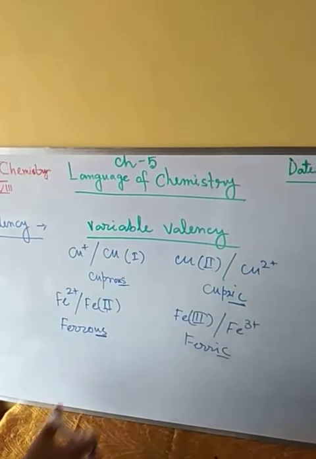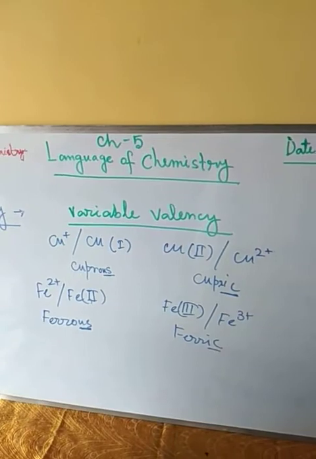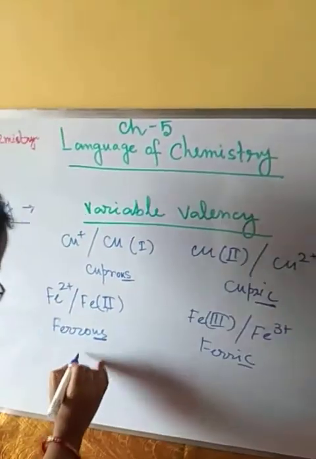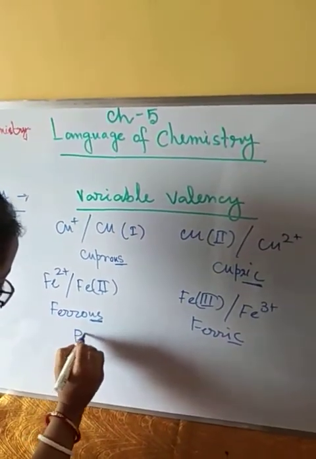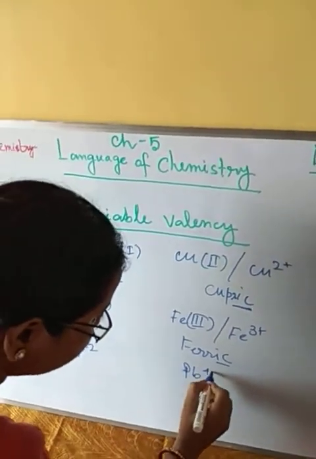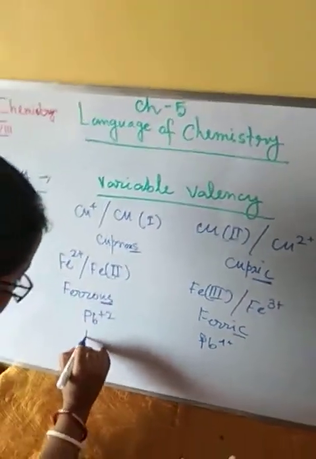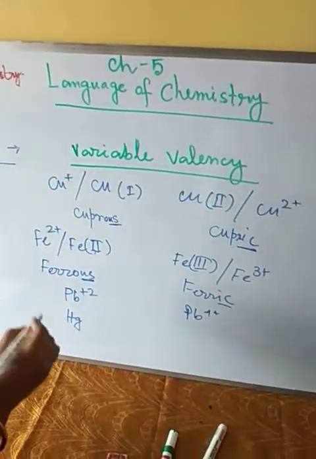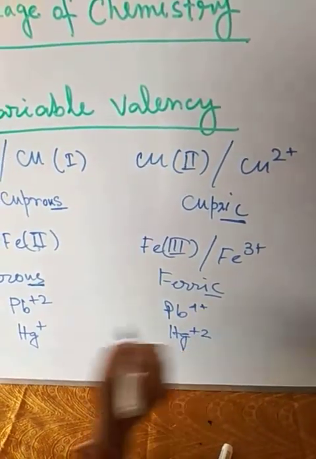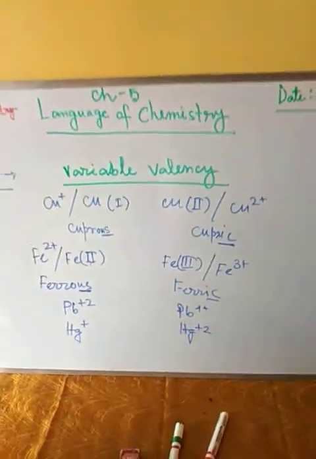In this manner we have other elements also which can show variable valency. Lead can show two valencies, lead 2 plus and lead 4 plus. This is plumbous, this is plumbic. In the same manner, mercury shows plus 1 and plus 2. Silver also can show plus 1 and plus 2 valency in this manner.